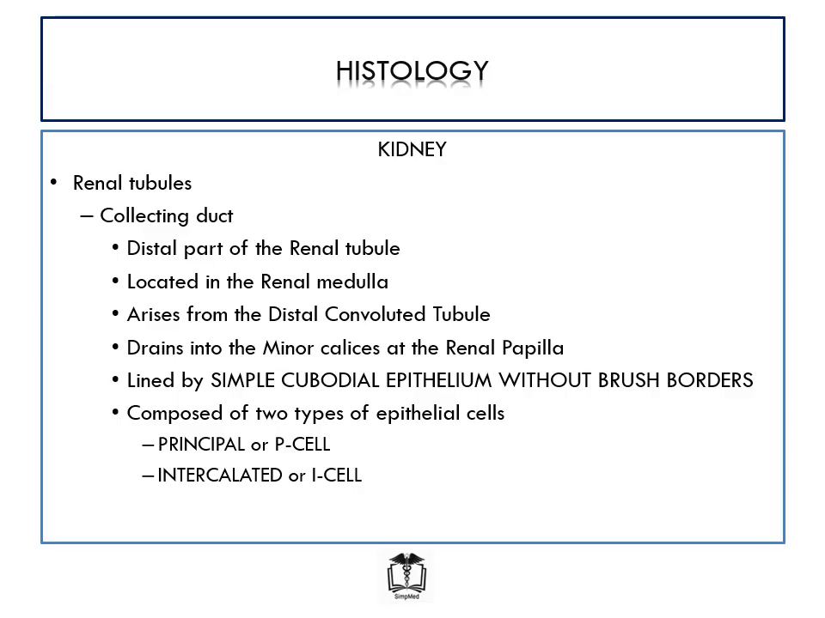There are two major types of cells found in the collecting duct. We have the principal cells and the intercalated cells. Each of these cells is involved in various functions, some of which would be the ability to sense the hormones aldosterone and antidiuretic hormone. These are hormones that are talked about in much more detail in your physiology.